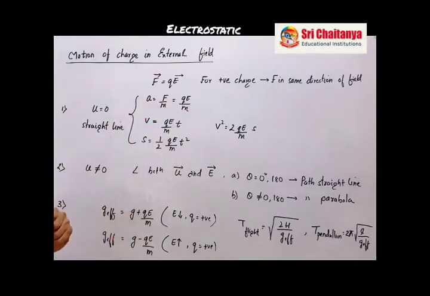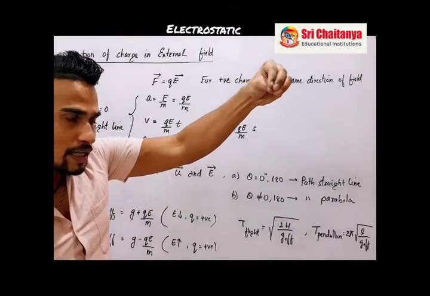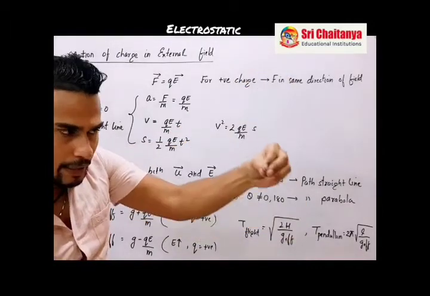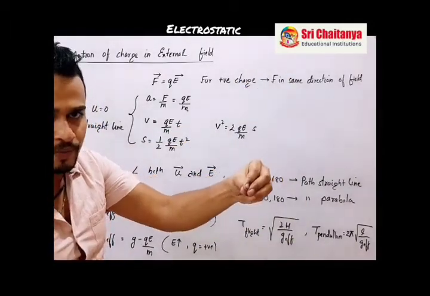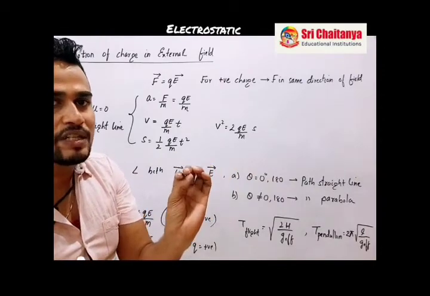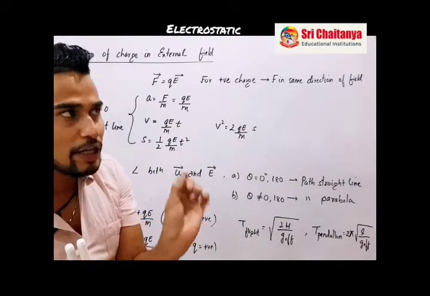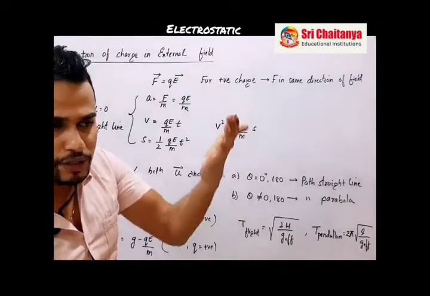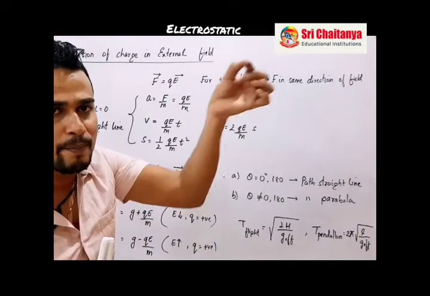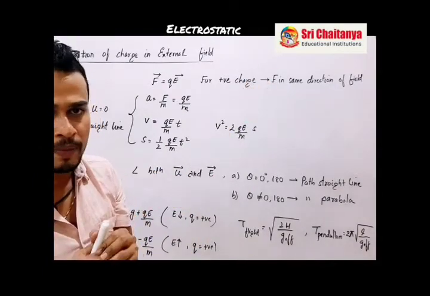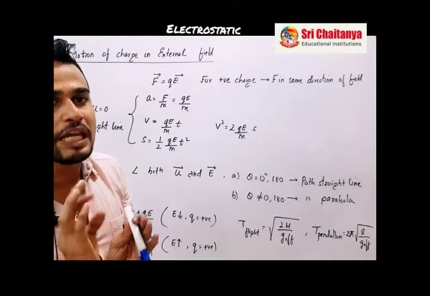Now we'll move to how to use this acceleration again. Sometimes questions are asked where they will say one charged particle is dropped and they will also apply an electric field. There you can use g effective. You have studied how to find maximum height. You have studied the formula for time period, in how much time it will hit the ground. So there you can use g effective.